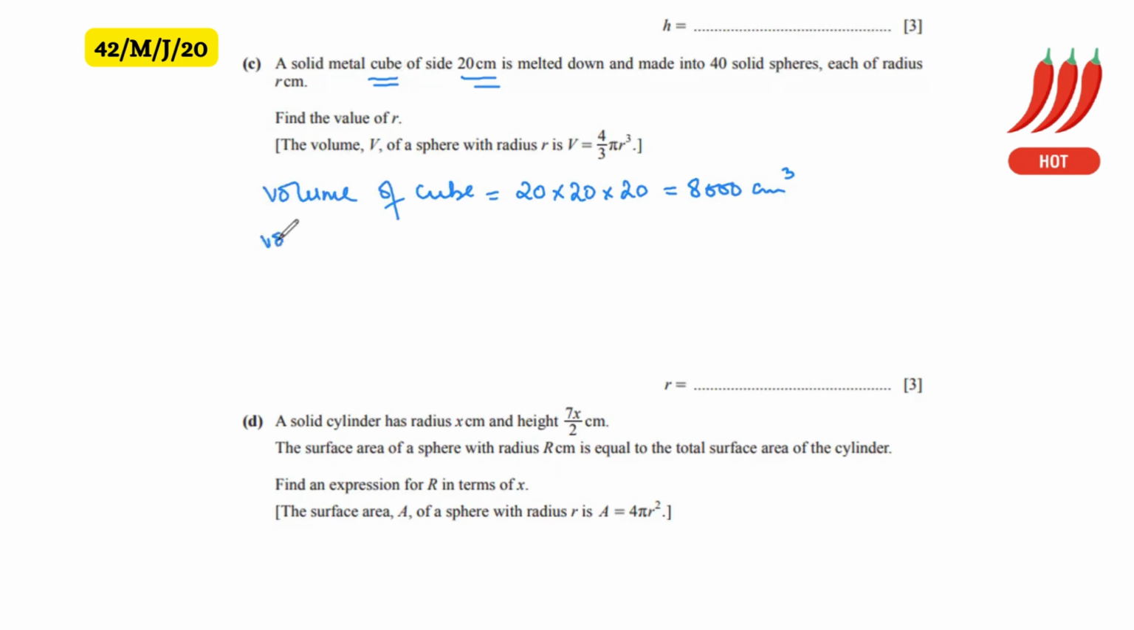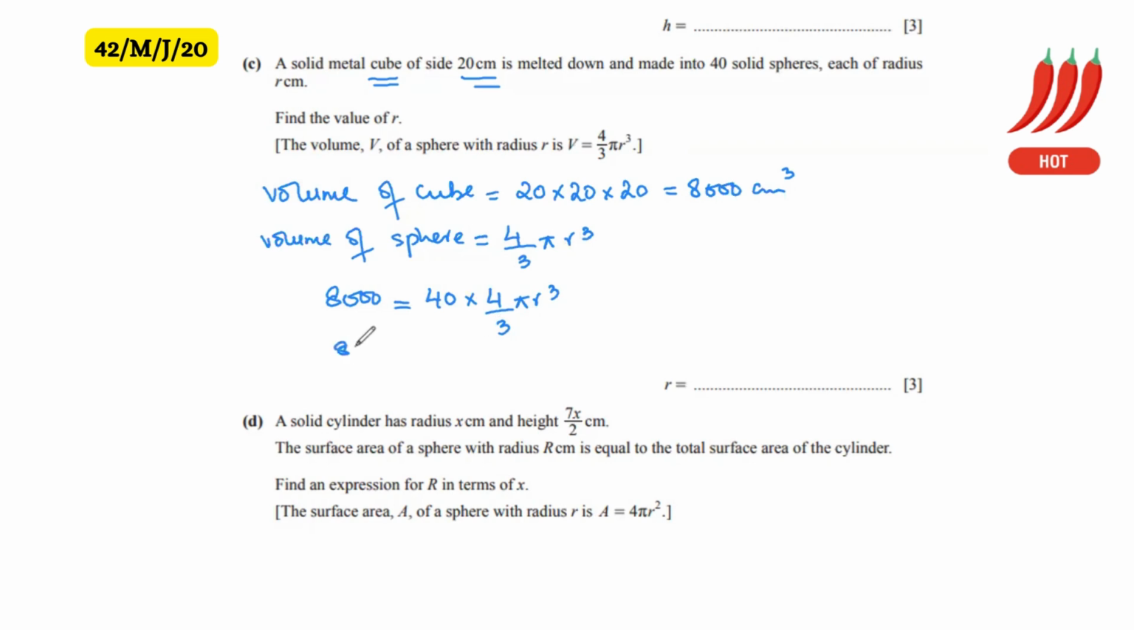So the volume of a sphere is 4 over 3 pi r cubed. So 8,000 is equal to 40 times 4 over 3 pi r cubed. Once again, one metal cube is melted to make 40 small solid spheres. That's why we have to multiply the volume of the sphere by 40.